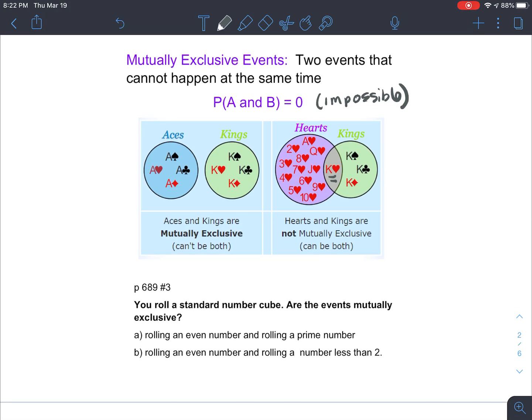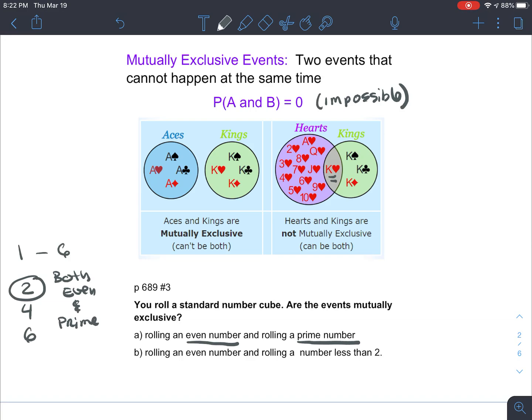So let's look at it from another perspective. If we roll a standard number cube, are the events mutually exclusive, meaning they cannot happen at the same time? Rolling an even number and rolling a prime number. So we have to think about the number cube. What numbers are even? We'll start with even. Well, on a cube, we have the numbers from 1 to 6. So the even numbers are 2, 4, and 6. So now, is it possible to be both an even number and a prime number? Well, the answer is yes. 2 is both even and prime.